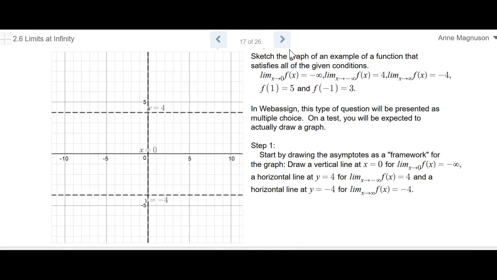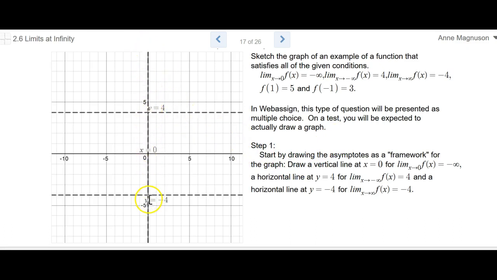So here's a type of question that you're going to see that I want to warn you about, because this is the type of question that has a very different thing for the student to do if it's in WebAssign versus on a test. So to sketch the graph of a function with all these given conditions. In WebAssign you would just choose a multiple choice graph, but on the test you're going to have to really draw a function. So you want to make sure that you do these problems on paper when you're doing your homework.